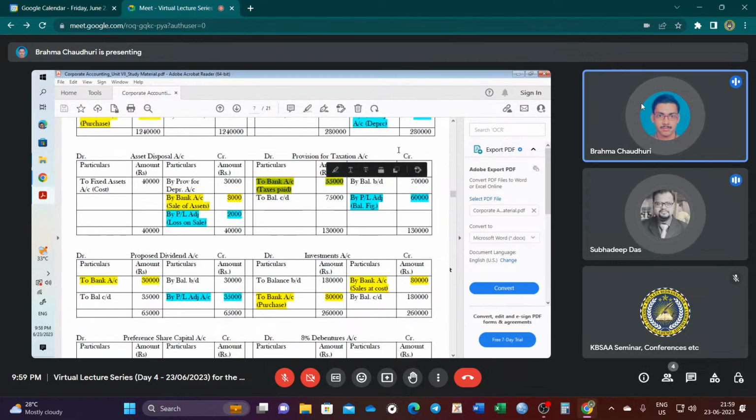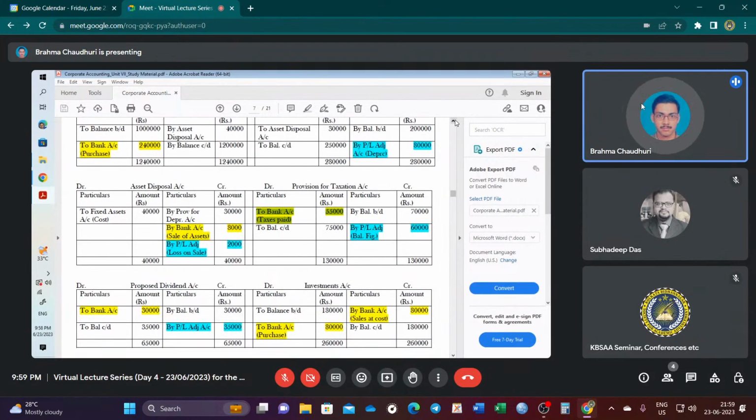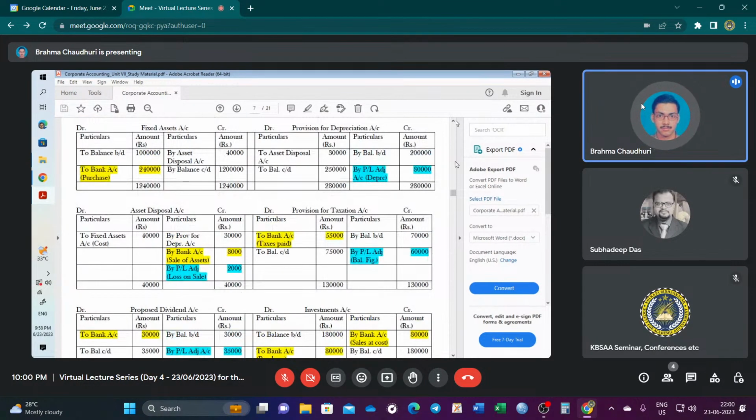Now, for simplicity, so that we can ascertain properly, I have just highlighted these two bank accounts in yellow because this deals with the cash flow statement. And this light blue or light green, whatever you call it, this particular color I have highlighted, deals with the profit and loss adjustment account.